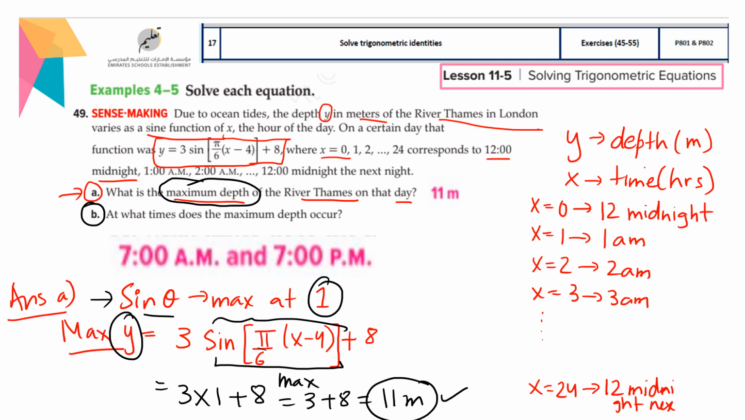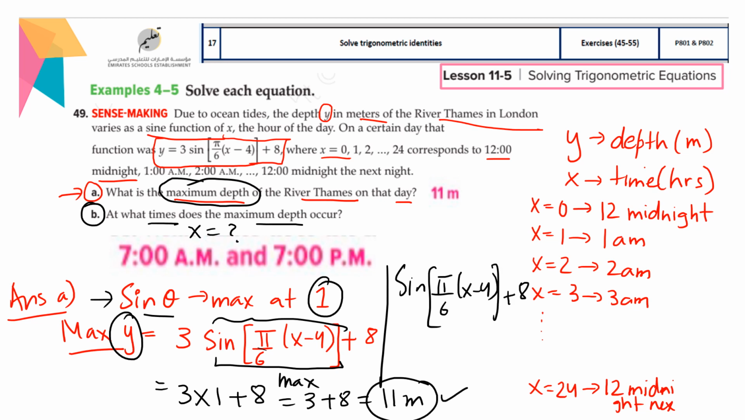At what times does the maximum depth occur? So we have to find the x value, when the maximum depth is there. That means we will solve the trigonometric equation. I will write here 3 sine(pi/6 (x minus 4)) plus 8. This value we want to be maximum. Maybe I should just remove this. Yeah, I want my sine to be maximum. So I want that value of x at which sine of pi/6 (x minus 4) is equal to 1. So that's what I need to find.